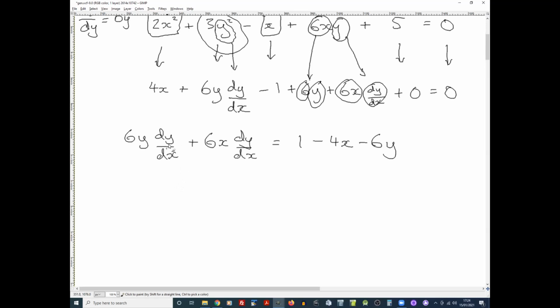Can we turn 2 mentions of dy dx into 1, which is where we're going, isn't it? Oh yeah, because you could add them. Can you put 6y plus 6x and then brackets? Exactly, dy dx. I'm going to put that first. Open the brackets, and then you divide both sides by 6y plus 6x.